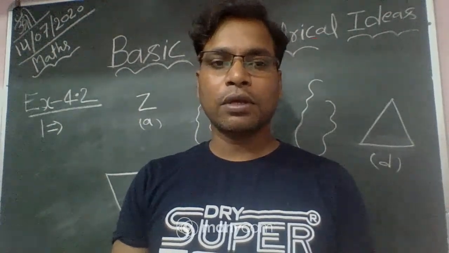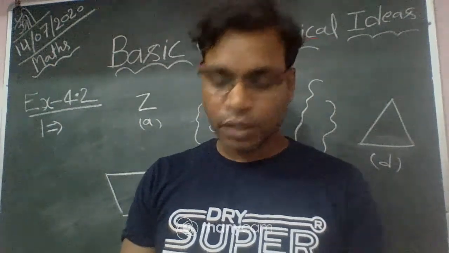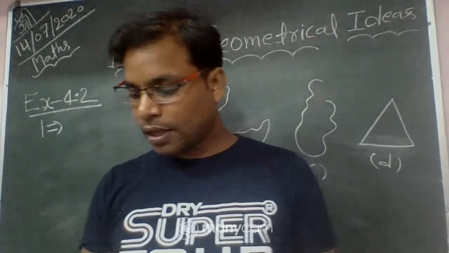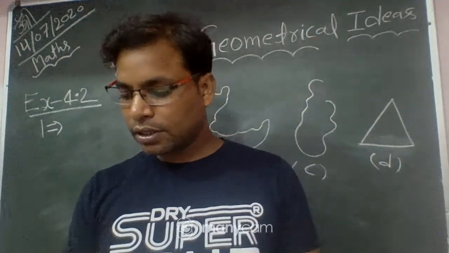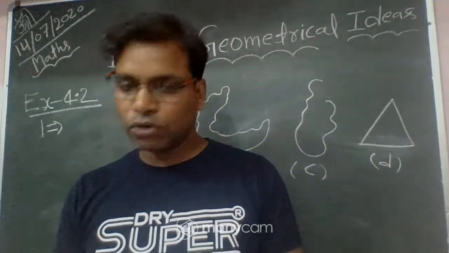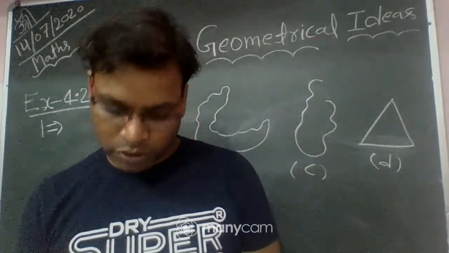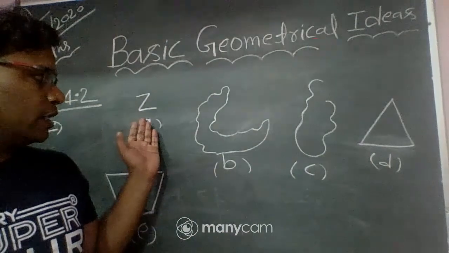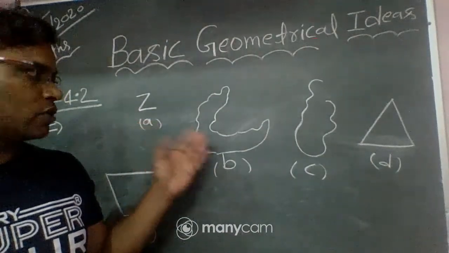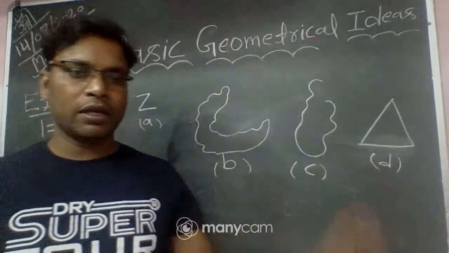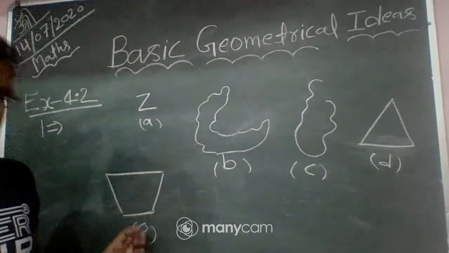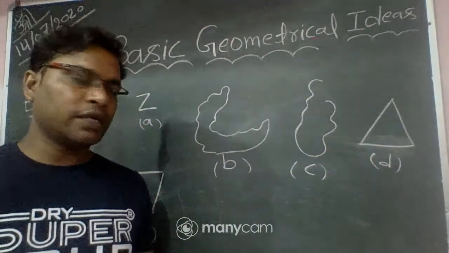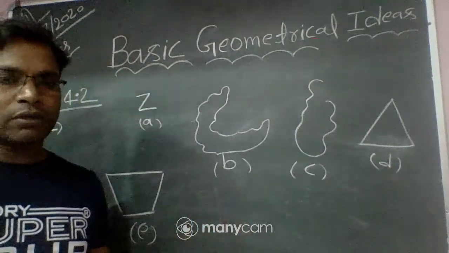4.2, question number 1. Classify the following curves as open curve or closed curve. You can see here curve A, curve B, curve C, curve D and curve E are given. So we classify them as open curve and closed curve.